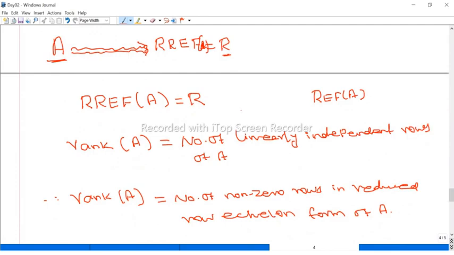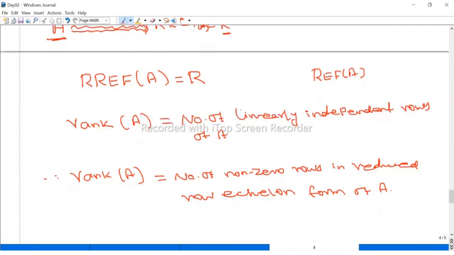For the time being we define this rank, but we will define it some other way. Both are equivalent definitions. Rank of the matrix is nothing but the number of linearly independent rows. That is very difficult. You would have to find the number of linearly independent rows. It's not difficult, but it takes time.